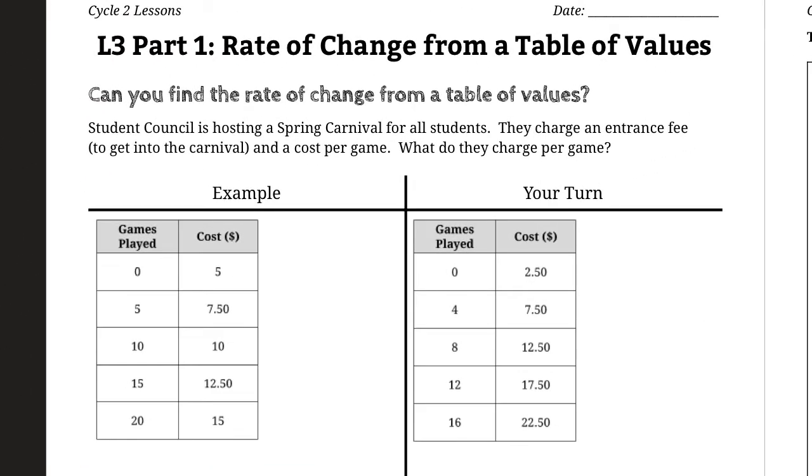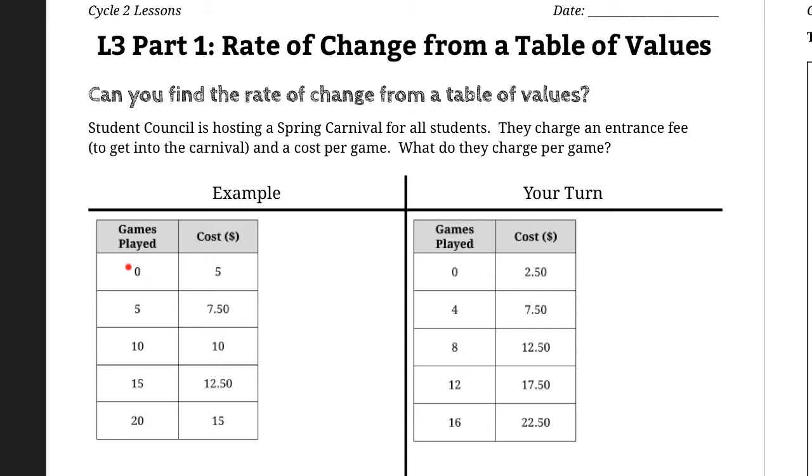So Student Council is hosting a spring carnival for all students. They charge an entrance fee and a cost per game. What do they charge per game? So you'll notice you're given a table here. So we're looking at this one over here. Let's just ignore this one over here for now. We're looking at the example.